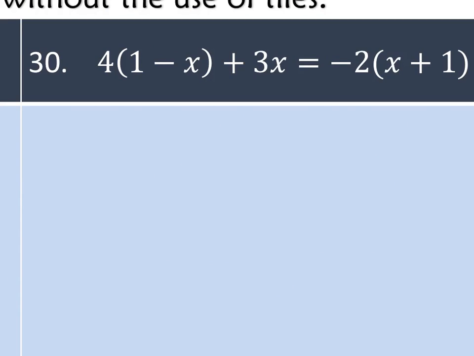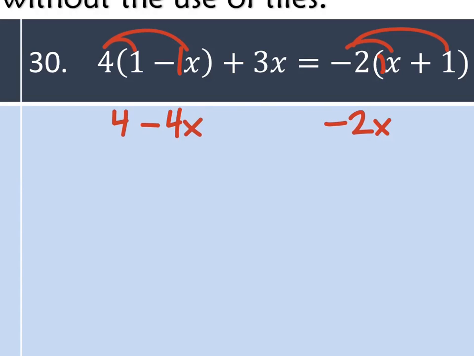So on number 30, again, we have some distribution that we should start with. Okay. And we got 2 sets of distribution right here. So that's 4 groups of 1, which is 4. 4 groups of negative 1x, that'd be negative 4x's. And on the right side, it's negative 2 groups of 1x, that'd be negative 2x's. And 2 groups of positive 1 is negative 2.